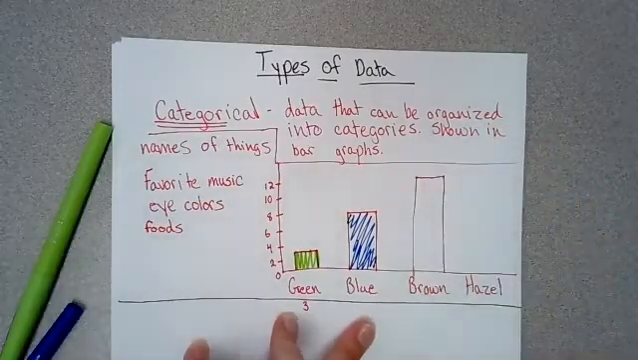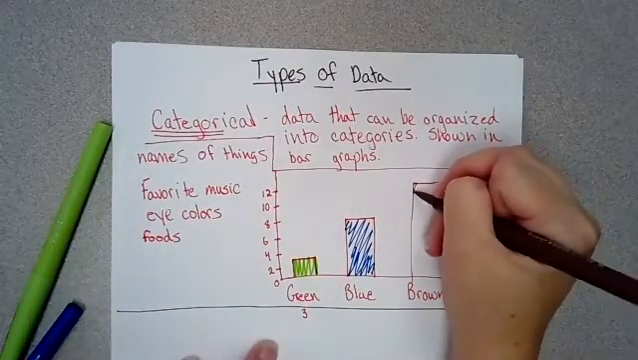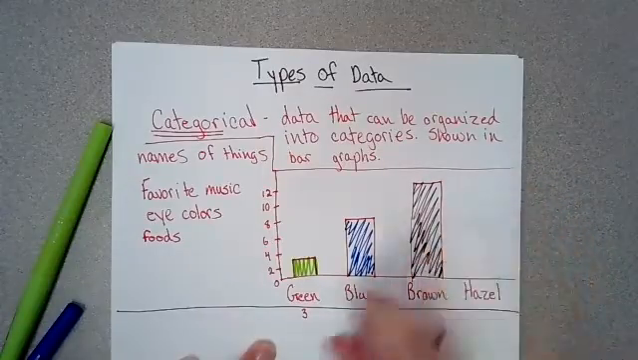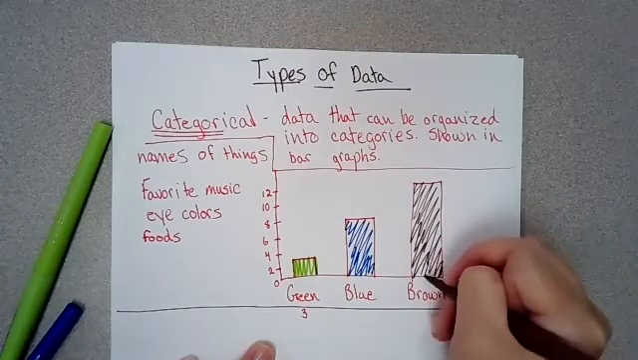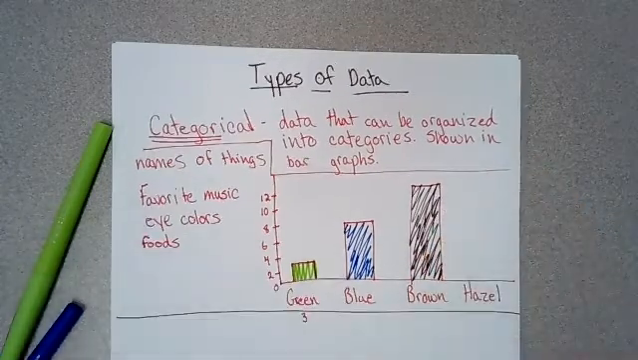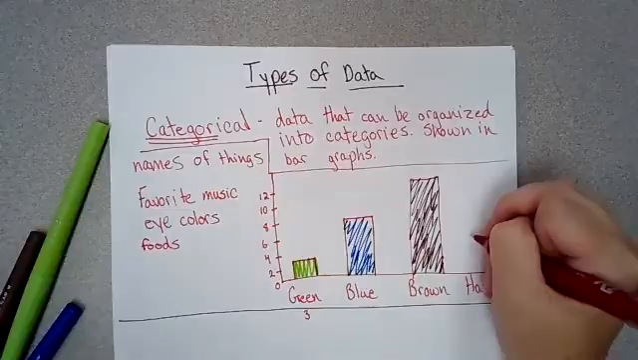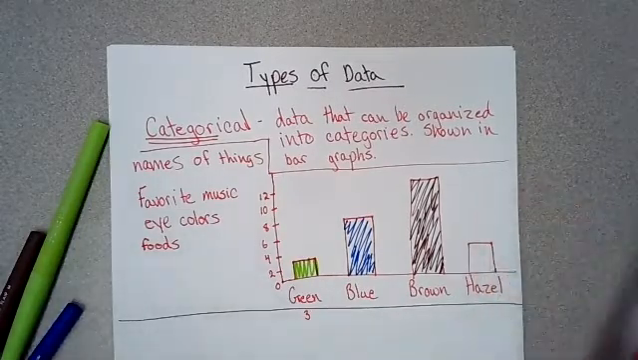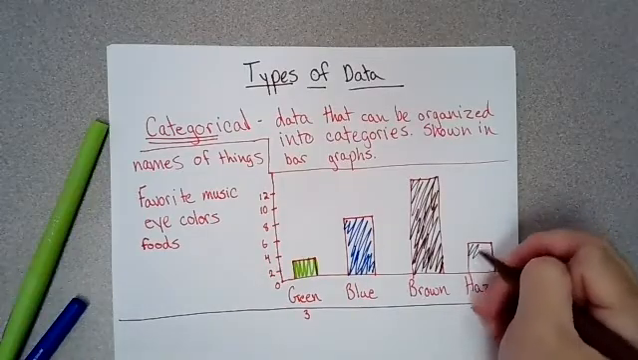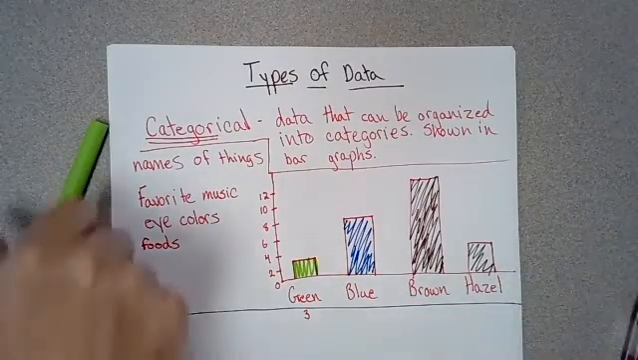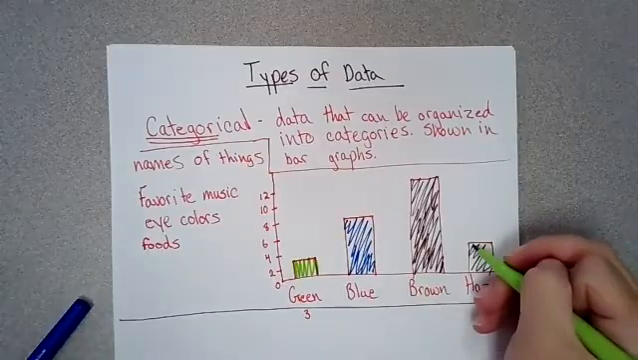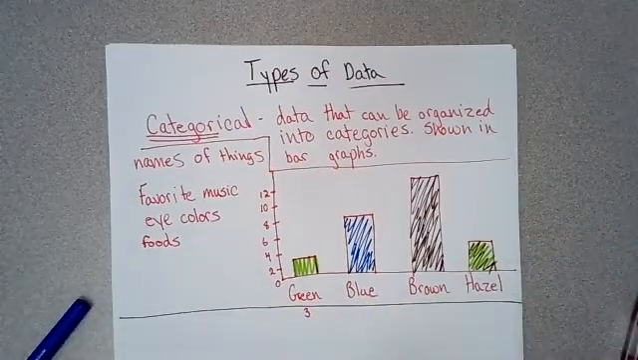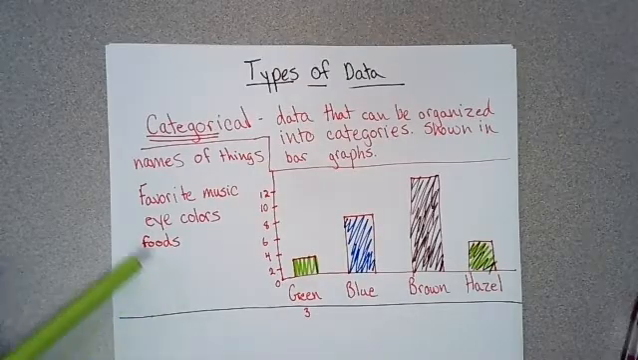But as I was saying, notice how this is organized into categories. It's names. What is on the x-axis is always going to be names of things. And then hazel. Let's say hazel is 4. Hazel is a mixture between brown and green. Okay, so that's categorical data. Categorical data is always arranged by names. It's in categories, okay?